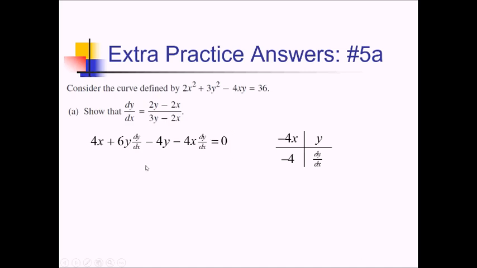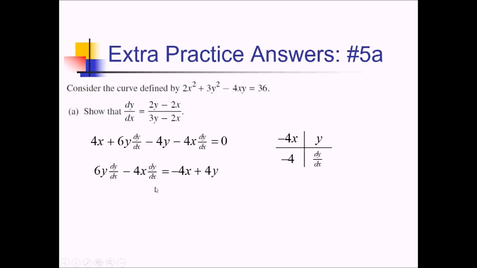All right, let me get all the stuff with dy over dx on one side and everything else on the other side. So this 6y dy over dx, that can stay on the left. So can the negative 4x dy over dx. This 4x here got to move over to the right side. And we'll do that by subtracting it. And then this 4y, we're going to add that over to the right side.